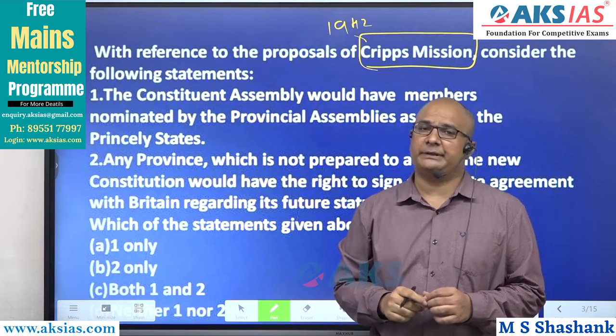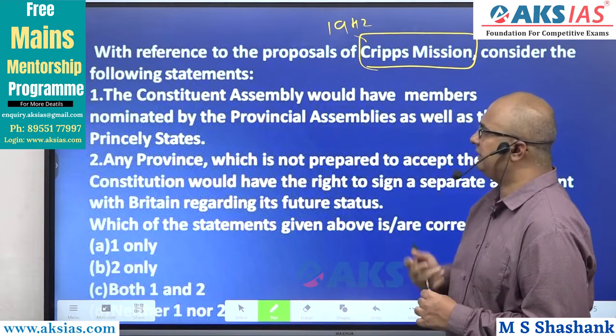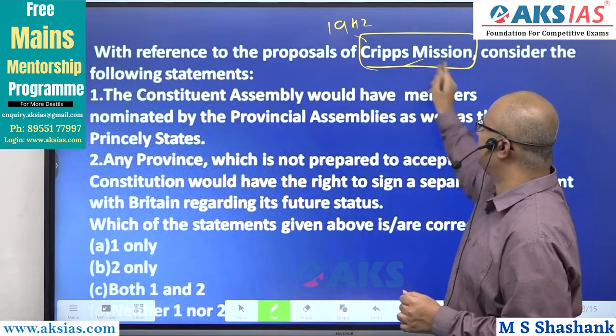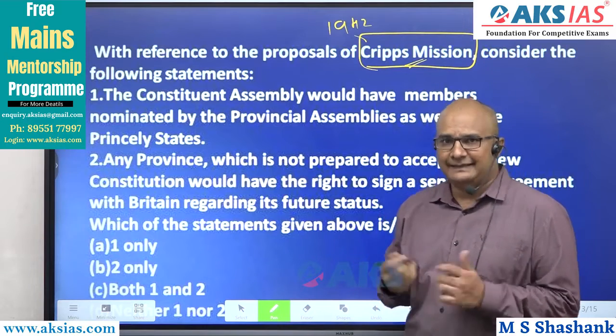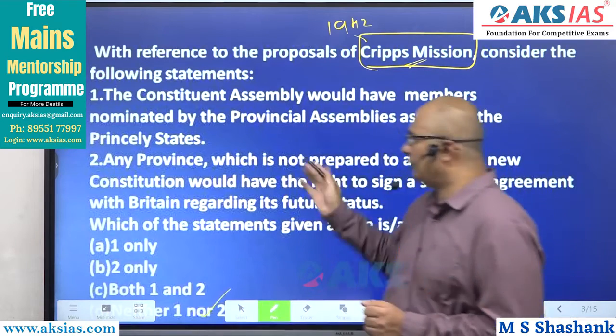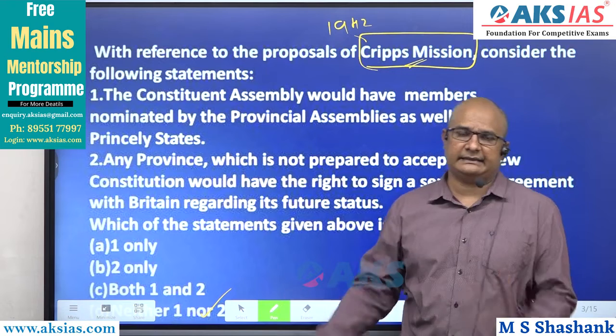Each word should be given importance. So here they have given you two statements on the Cripps Mission and are asking you to select which of the above is or are correct. The answer is neither. Both the sentences are wrong. Why? Let us see that.